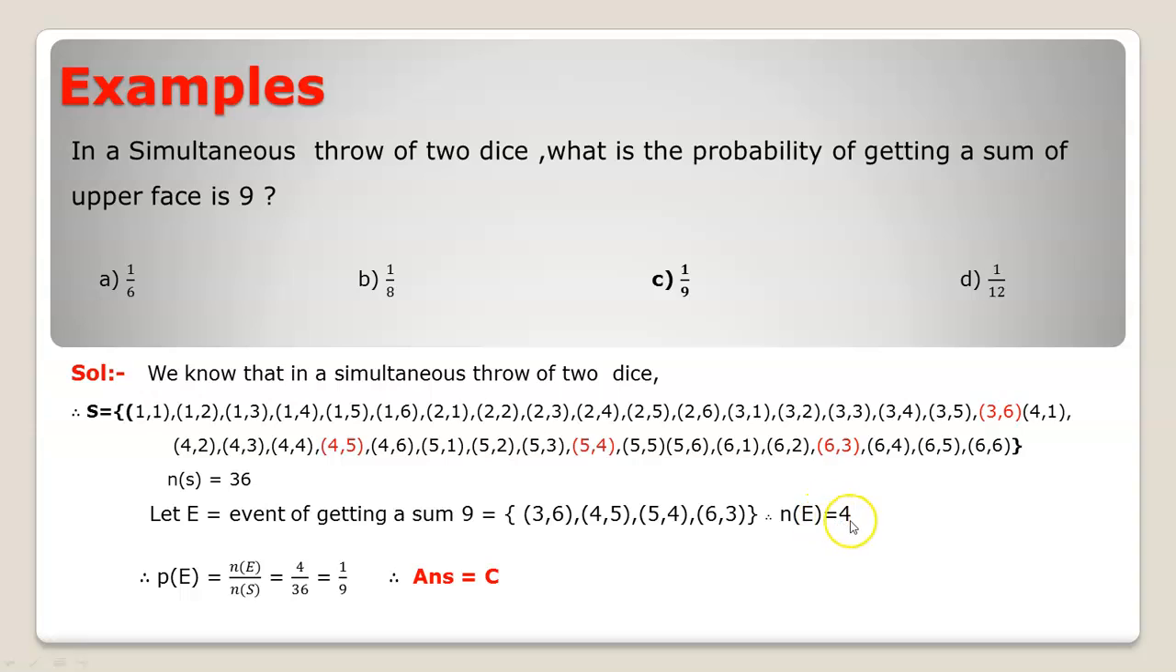Therefore n(E) is equal to 4, and therefore P(E) is equal to n(E) upon n(S), which is equal to 4 divided by 36, which is equal to 1 upon 9, and option C is the correct answer.